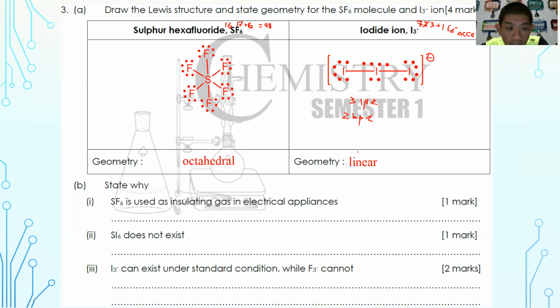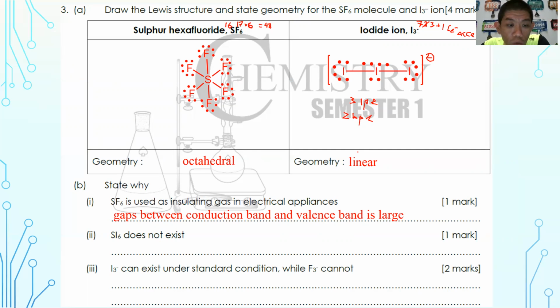Okay, B: state why SF6 is used as an insulating gas in electrical appliances. So in here, you can see that sulfur hexafluoride is a covalent compound. Why is it suitable as an insulator? Insulating means that it cannot conduct electricity. This is because it is a covalently bonded molecule, and the gap between the conduction band and valence band is very large. Sometimes you might also answer that it is a covalent compound with no free moving electrons. You can also answer that, no problem.